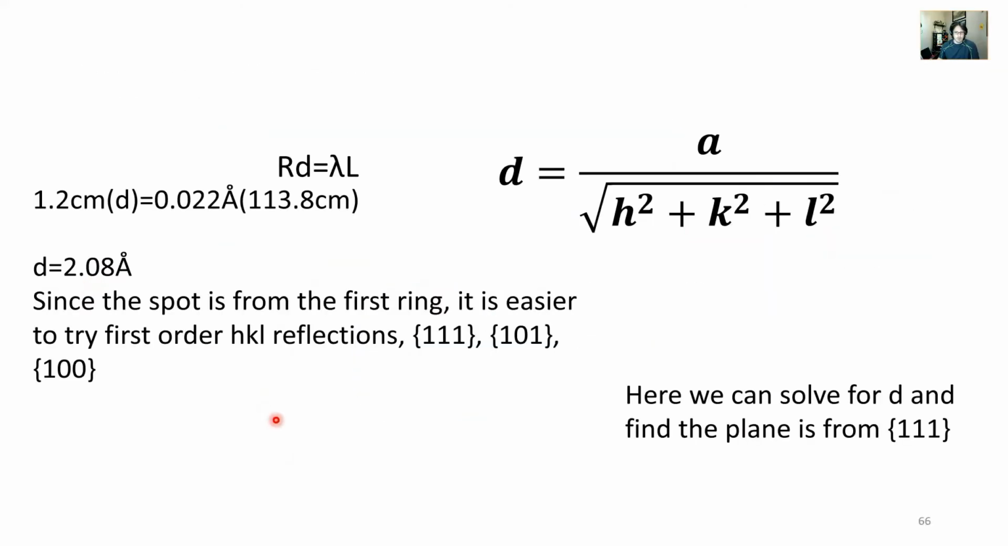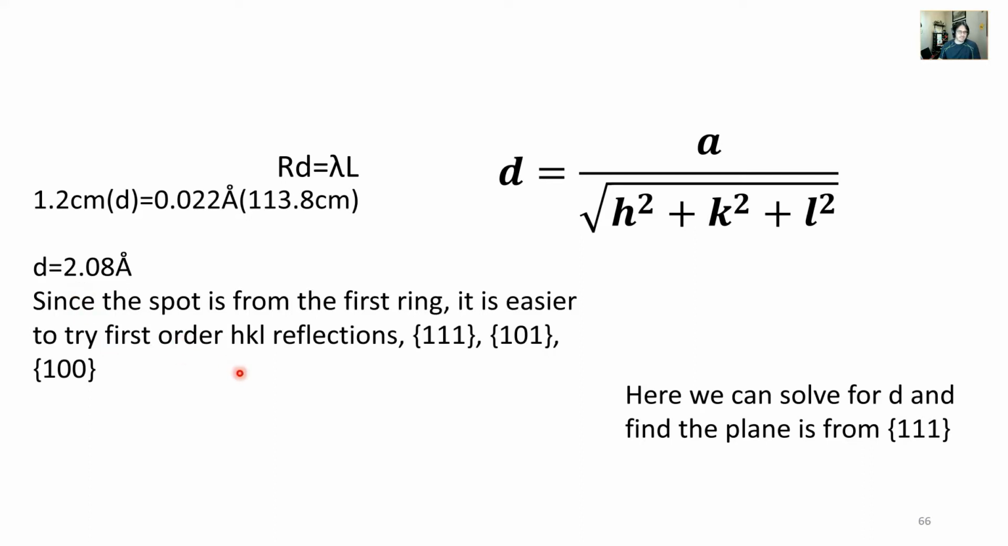All right, so looking at it here, RD equals lambda L. We measured R off the diffraction pattern, so it's 1.2 centimeters, and we solved for lambda, which is 0.022 angstroms, and we had our L, which was given to us. So we solved for our D spacing. D equals 2.08 angstroms.